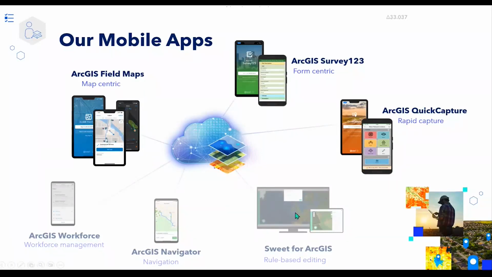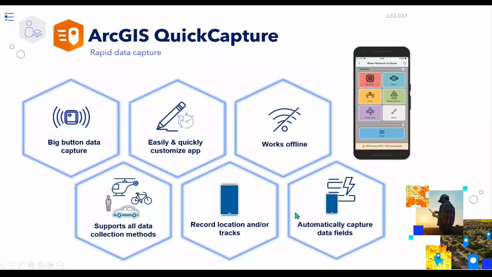So let's move on to our first app. Now, ArcGIS QuickCapture is the fastest way to collect field observations. It provides a really simple application where field workers can rapidly collect data, including all of its fields from, it could be a moving car, a bike, on foot, or even from a helicopter, all with the touch of a button. Both its desktop configuration and its mobile application is incredibly intuitive.